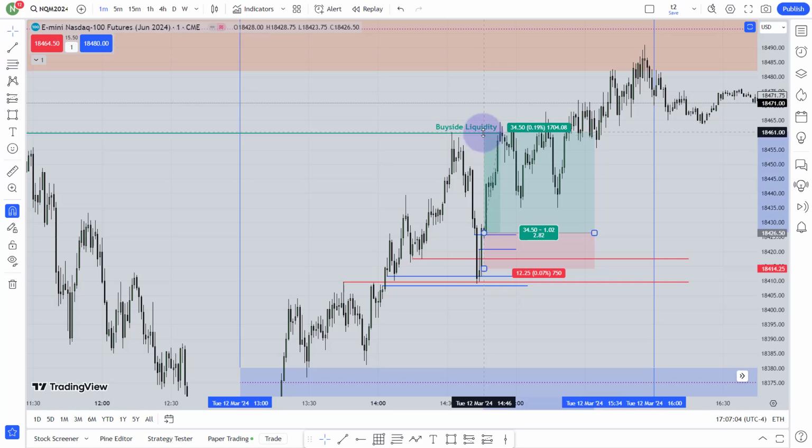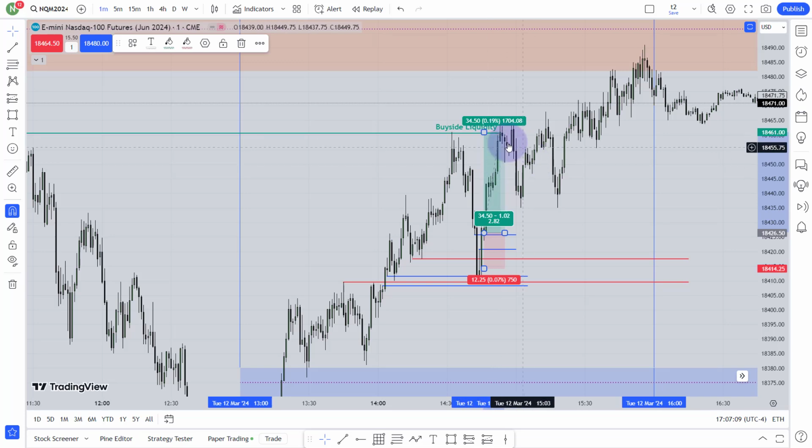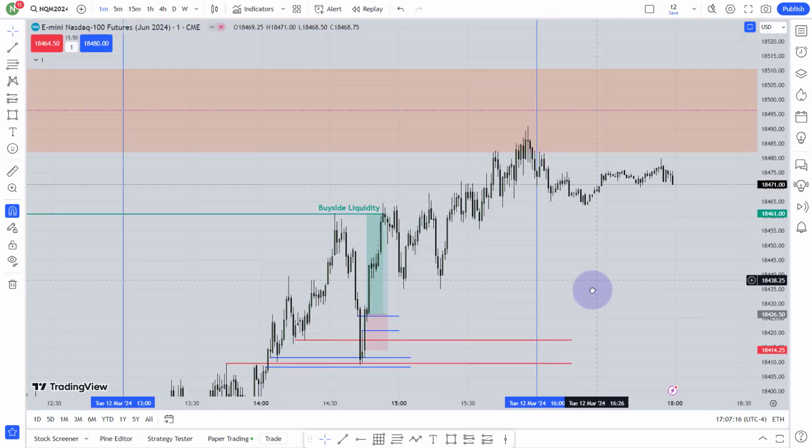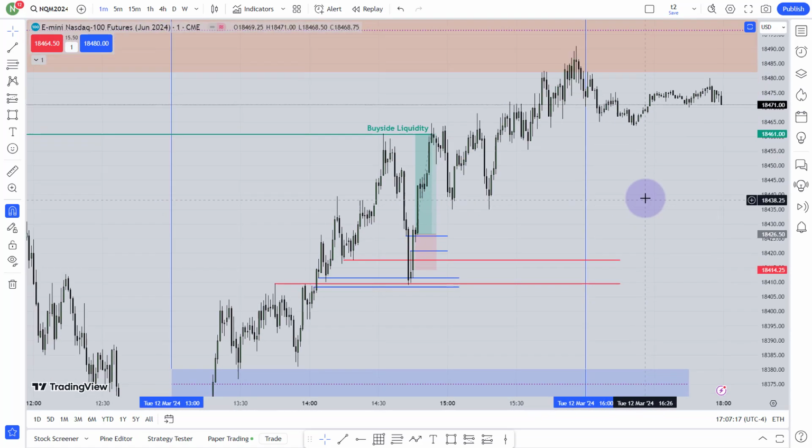And that buy side liquidity should be your target. This can be your another opportunity to take a buy. After doing this, market went higher and finally it has traded that entry fair value gap. So overall, this is the daily recap of 12th March Tuesday price action.